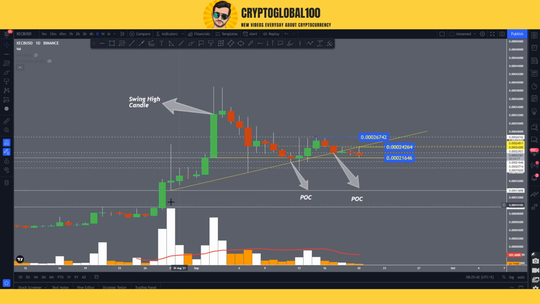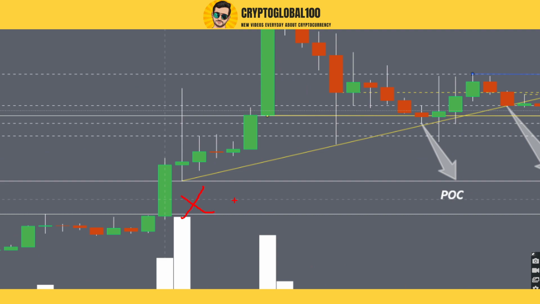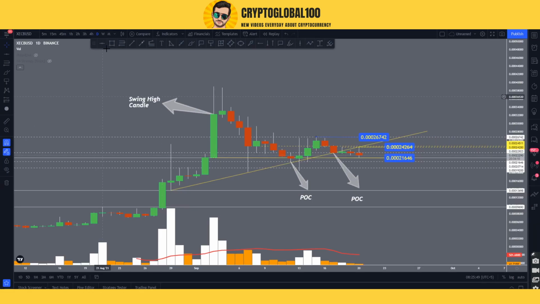Now I am very concerned about this level, okay, this level, which, I don't know why, has not been filled, the level between here at this area, okay, 136 and this one.